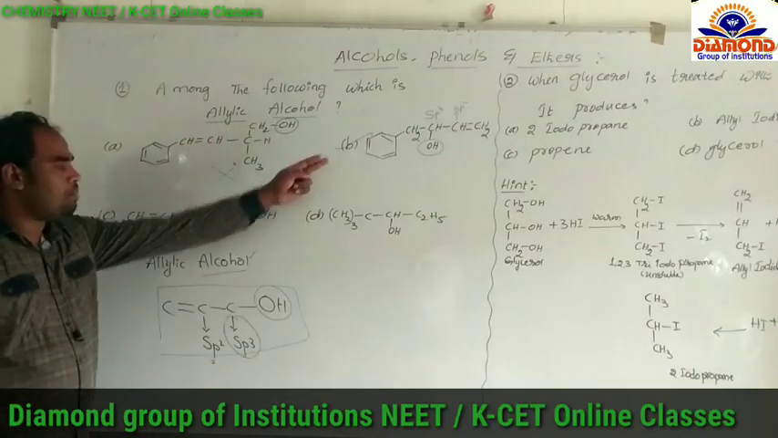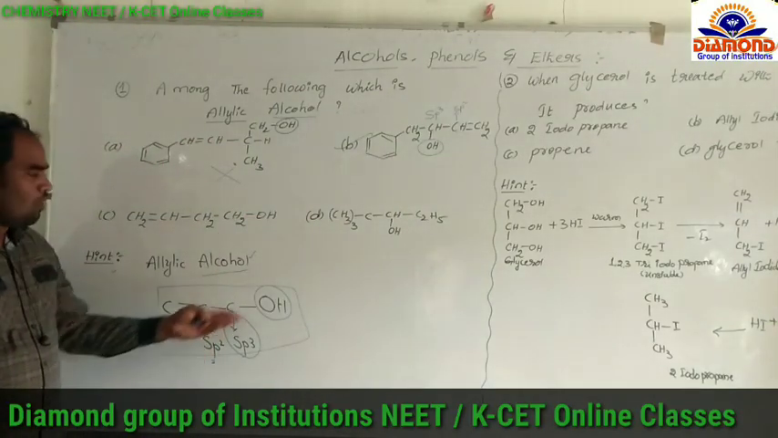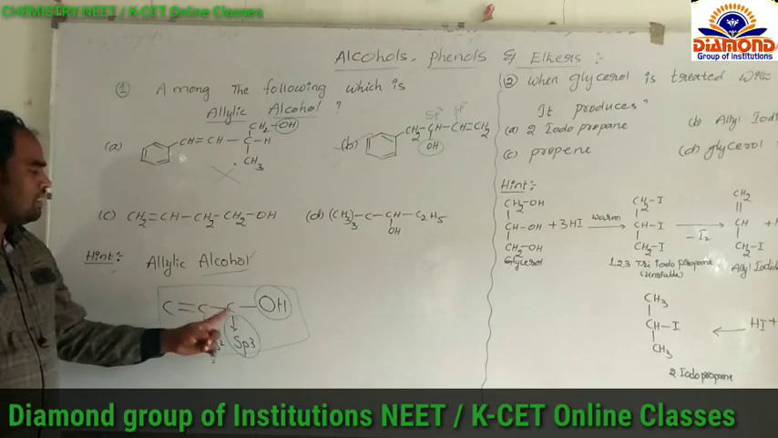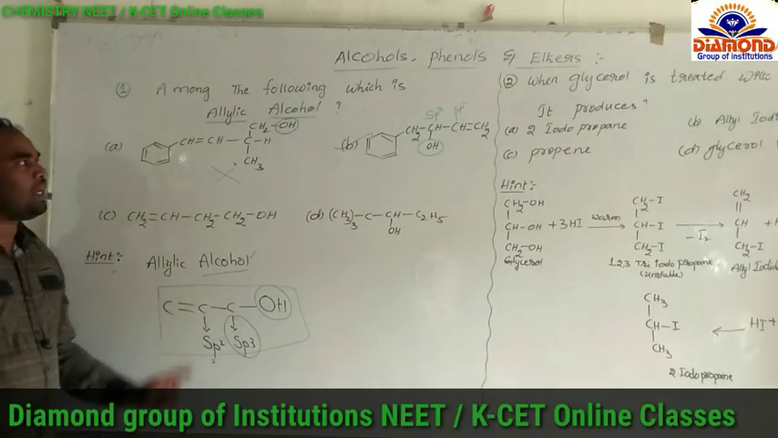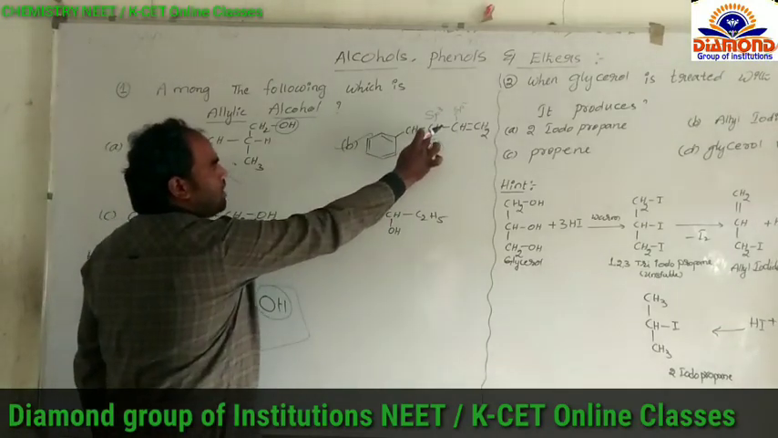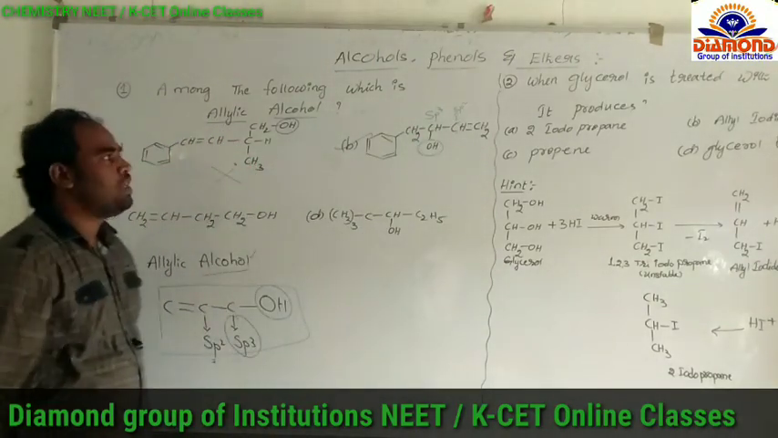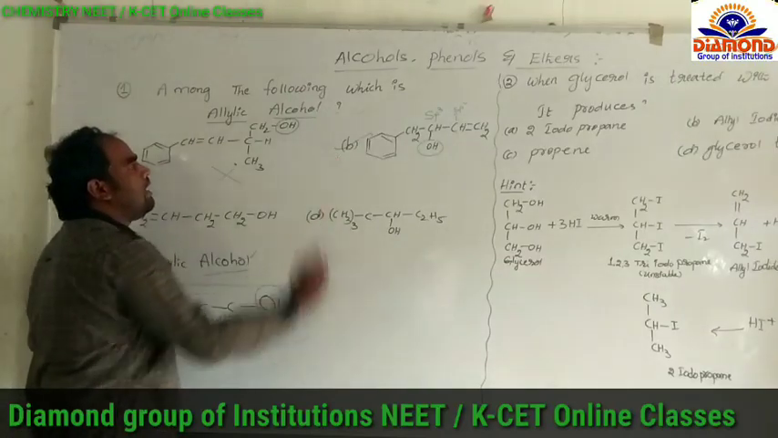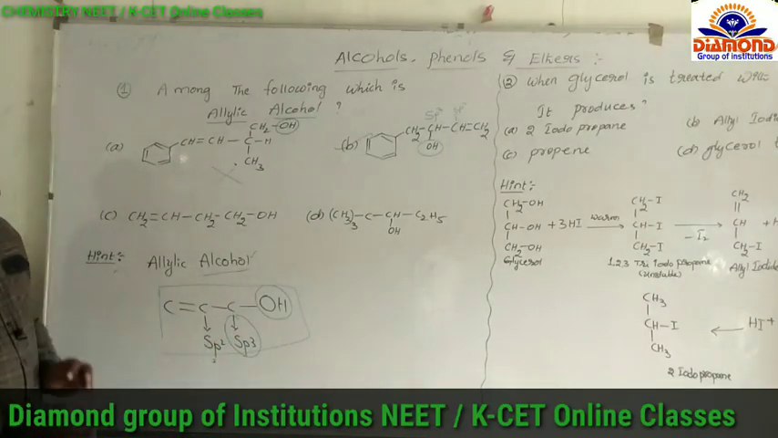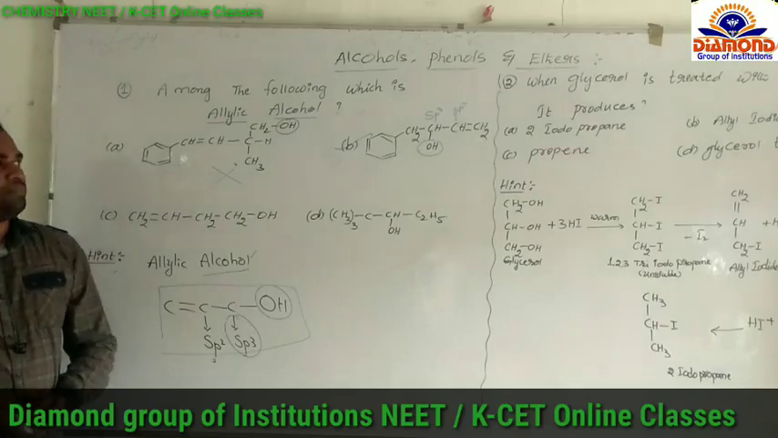So the compound follows this kind of rule: the OH group is connected to an sp3 carbon, and the neighbor carbon is an sp2 carbon. Therefore it is an allylic alcohol. This was the Mains 2018 question.